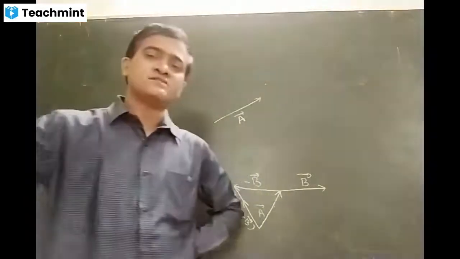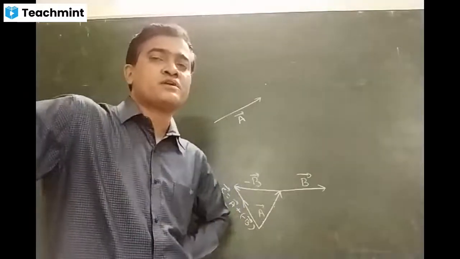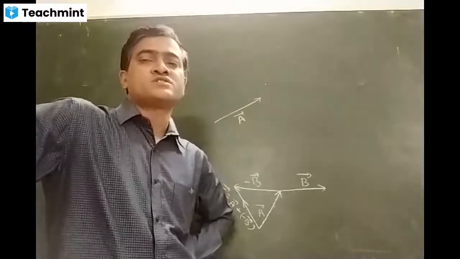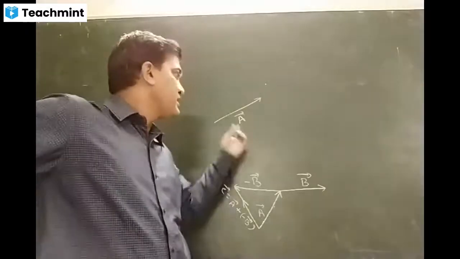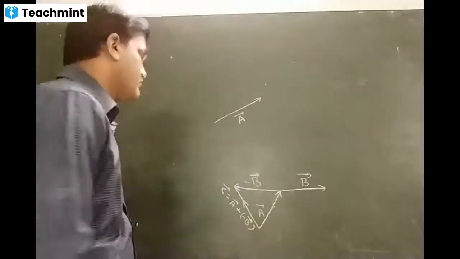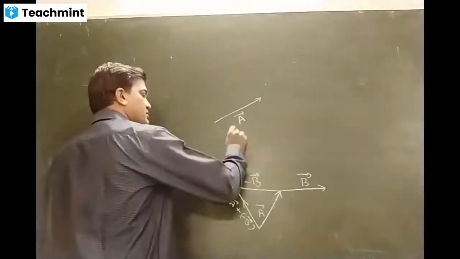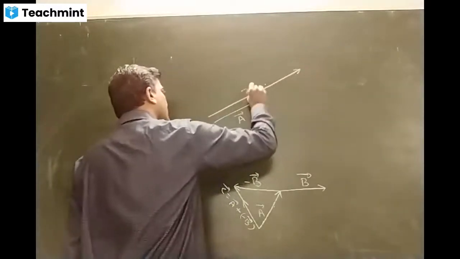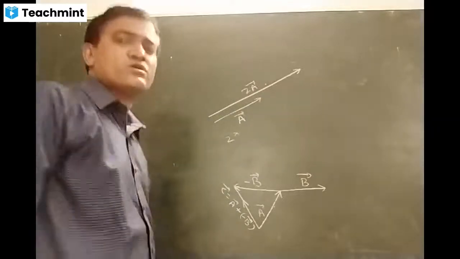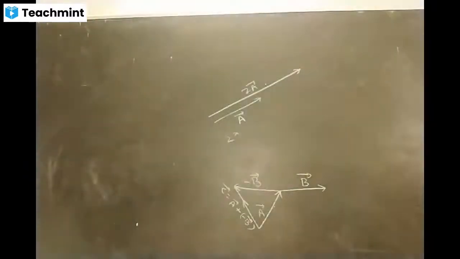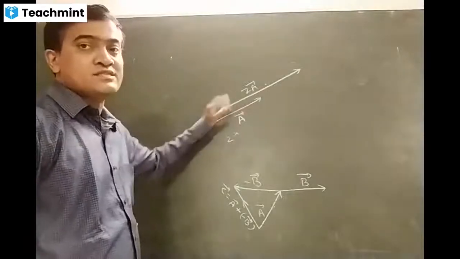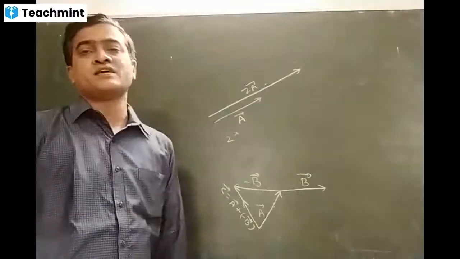Yes, sir. Scalar quantities don't have any direction, they have only magnitude. If I multiply A bar with 2, I will get 2A bar. And what is the direction of this 2A bar? The same direction as A bar, sir. But now if you look at the length, the length has become doubled.